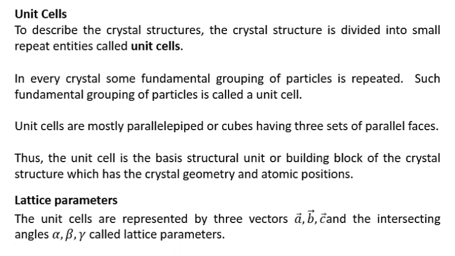Therefore, what are the lattice parameters? The combination of a, b, c and alpha, beta, gamma are called lattice parameters, which are nothing but the representation of a unit cell. So unit cells are represented by 3 vectors a, b, c and the intersecting angles alpha, beta, gamma, called lattice parameters. Okay, you understand now?